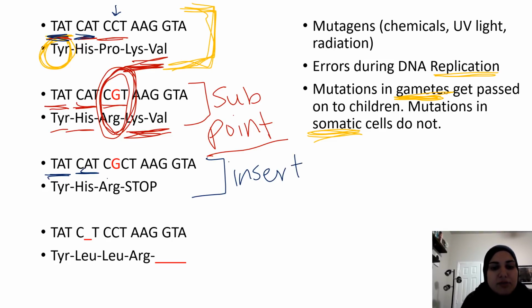Now remember, I read 3 letters at a time. So instead of reading CCT, I'm going to read CGC. If I read CGC, I get arginine. And now, remember, I need to read the next 3 letters, so I read TAA, which gives me a stop codon. That literally means stop making the amino acid.